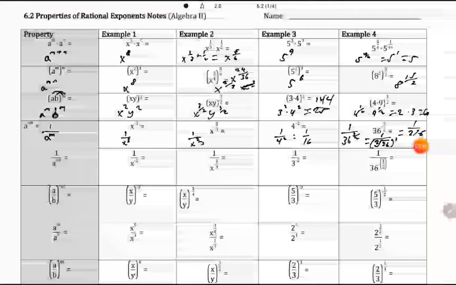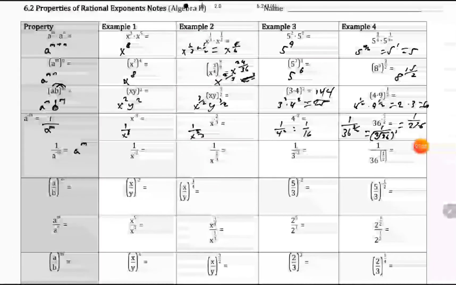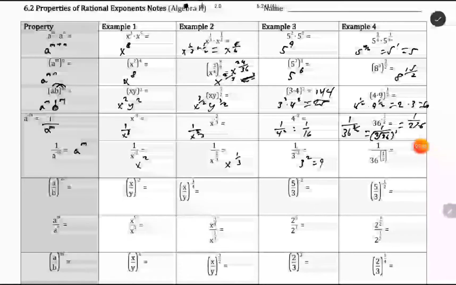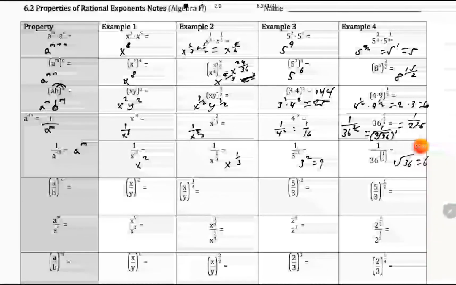Alright, if we have an exponent on the bottom, we just move it to the top and make it positive. So this is equal to a to the positive m. So this is x squared. This is x to the 1/3. This is 3 squared, which is 9. And this is the square root of 36. So 6. So what you missed here was I moved it up, and it's 36 to the positive 1/2. That's the same thing as square root.